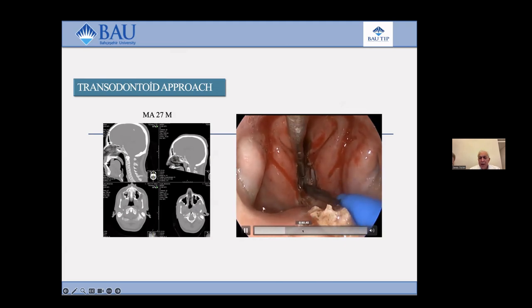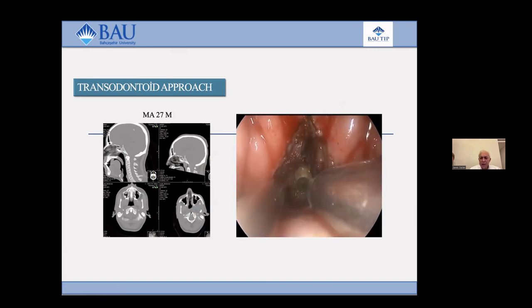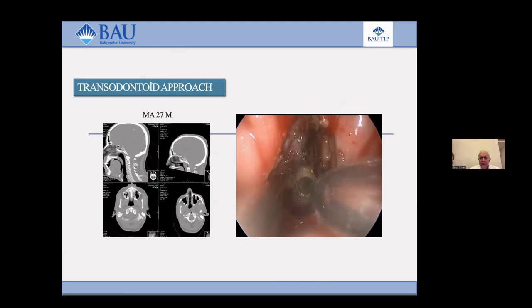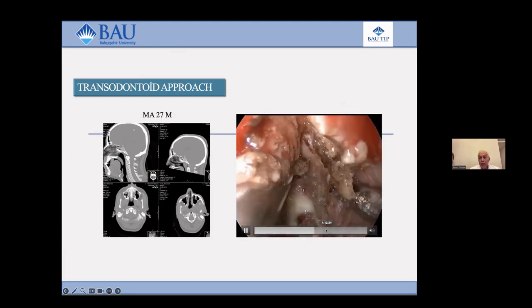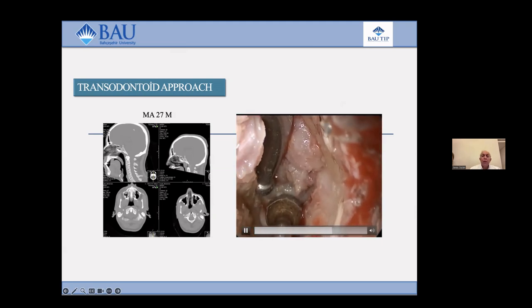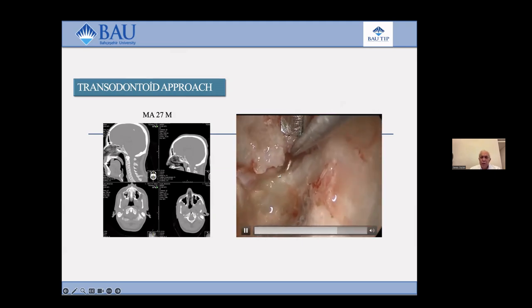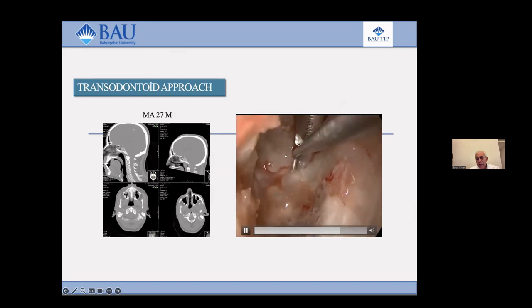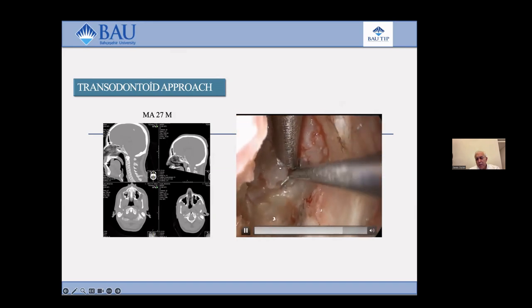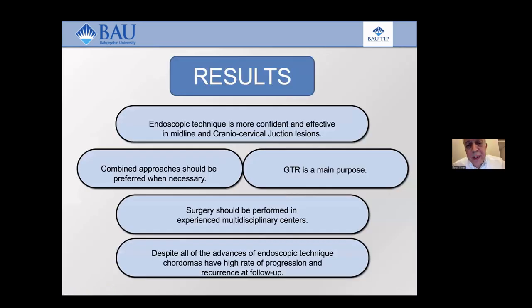the craniocervical muscles, and we reach C1, and we drilled the C1 arch, and we explore the odontoid tip. In this case, we removed only the odontoid tip and preserved the odontoid base, and you see after removal of the odontoid tip, we explore the transverse and the other ligaments. In these cases, the endoscopic technique is more confident and effective in midline and craniocervical junction lesions.